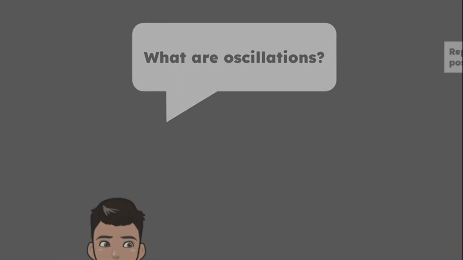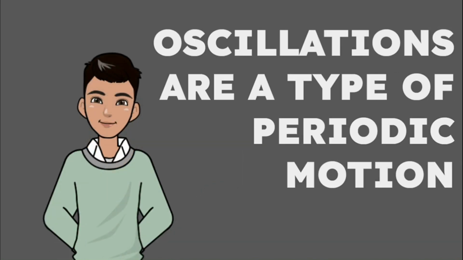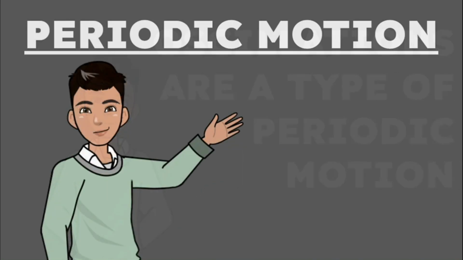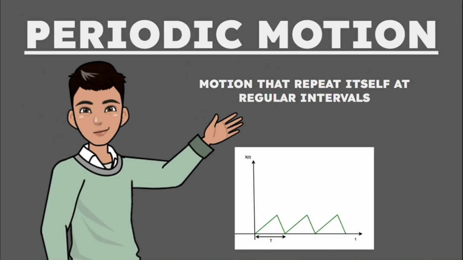In simple terms, oscillations refer to repetitive back and forth motion around a central position. It's like a cycle that repeats itself over time. Oscillations are a type of periodic motion. Periodic motion is a motion that repeats itself at regular intervals. It is characterized by a cycle or pattern that occurs repeatedly.